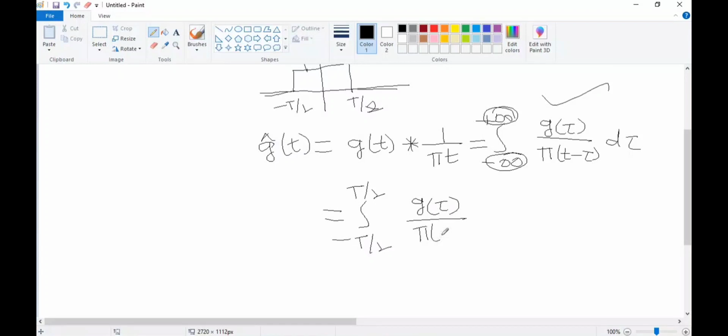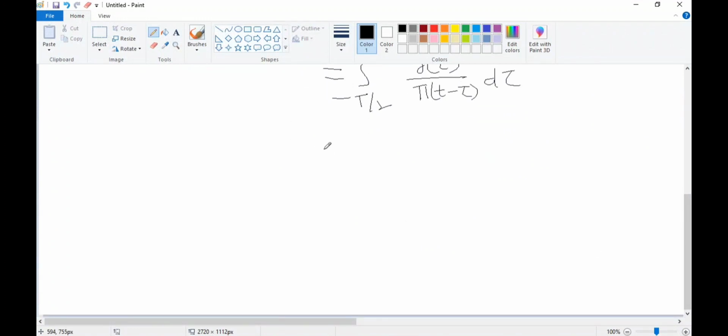t minus tau d tau. I made one small mistake in the notes, so if you just note it down. I'll take pi, which is a constant, outside.